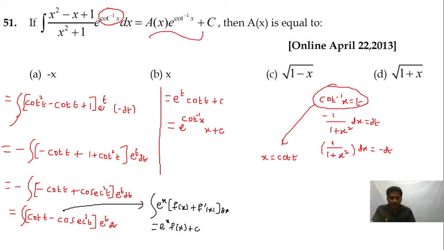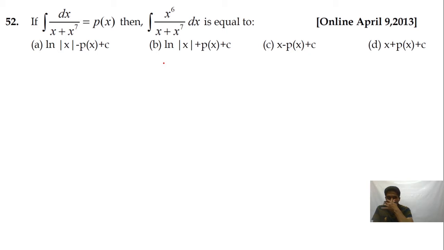Now if you compare this and this, right, a of x is equal to x only. That's the first option. Answer is option B. a of x is equal to x. Question number 51 is B. That's right. Okay. Question number 52.